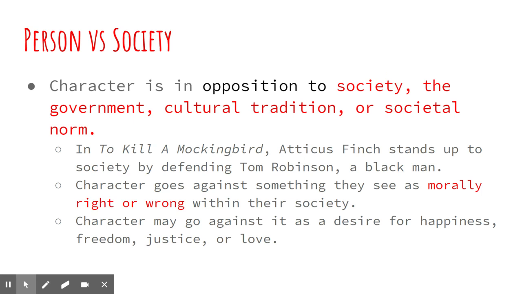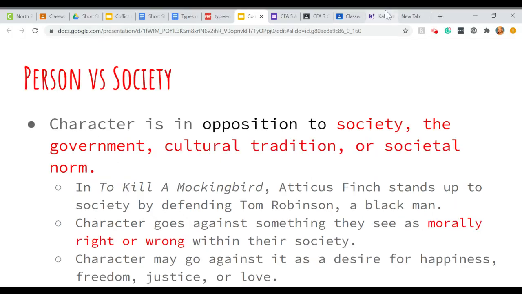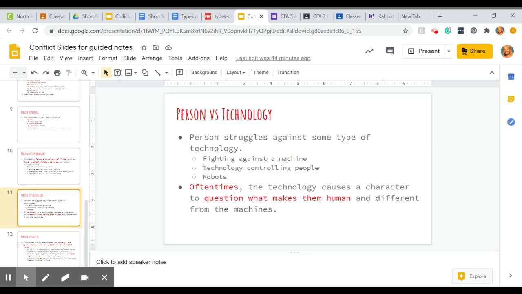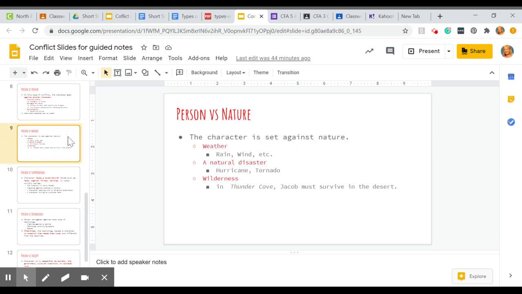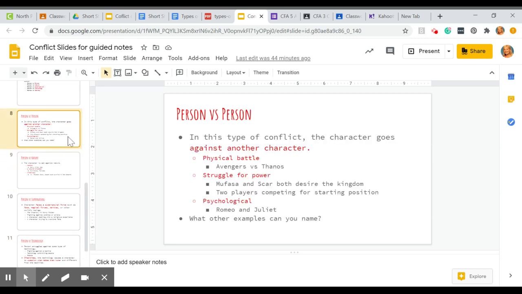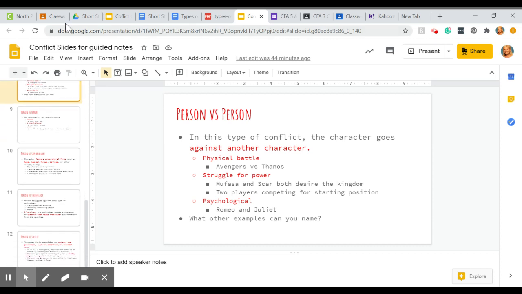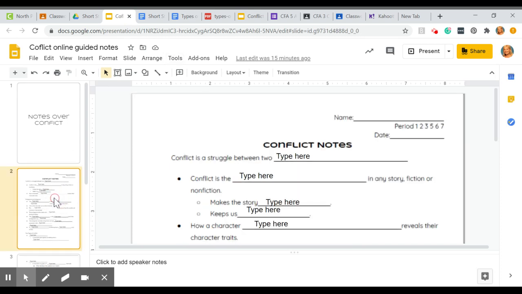Okay, those are the basic types. We have internal struggles and external struggles. And the external struggles, there are those different types: man versus nature, man versus society, man versus technology, and then you have the internal conflict of man versus self. Did I say man versus nature? I don't remember. Okay, so that's on your notes. So hopefully you do fill in these notes because you're going to want these.